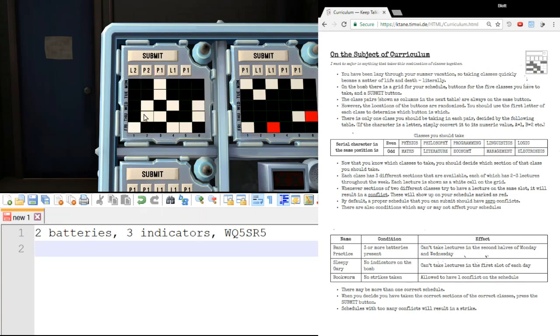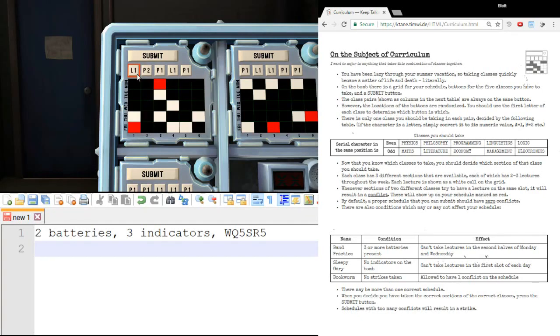The idea is to eventually get a section that has the correct classes and has no conflicts. Conflicts show up as these red dots, like on this one. So you want something that looks a little more like this. How do we do this?